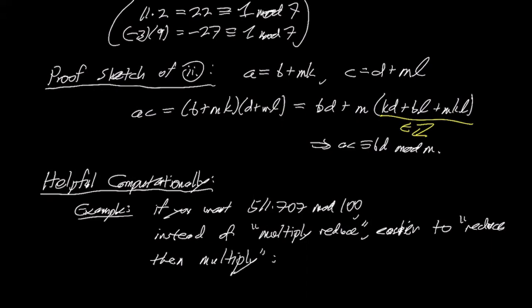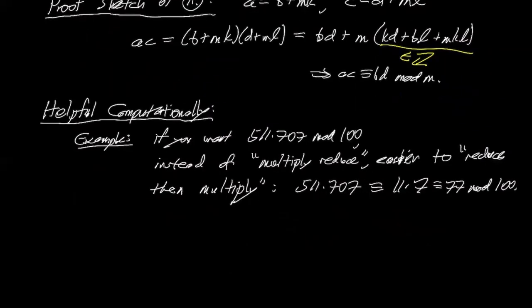So, 511 times 707 is actually congruent to 11 times 7, which is 77 mod 100. 511 is congruent to 11, clearly, and 707 is congruent to 7. So we know that intuitively, right? The product of 511 times 707 is going to end in 77.